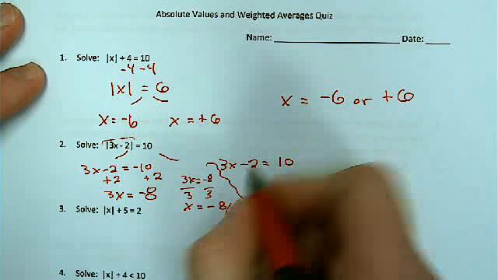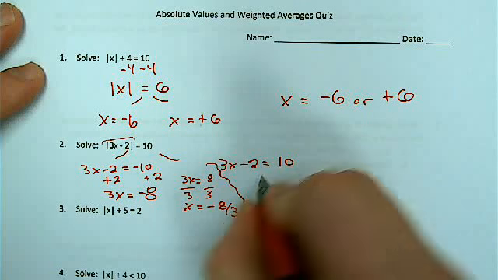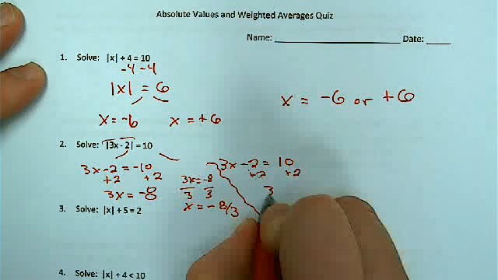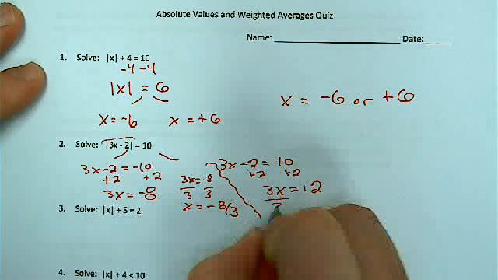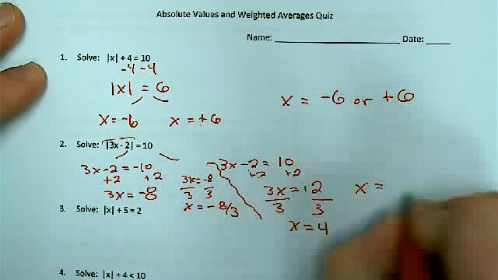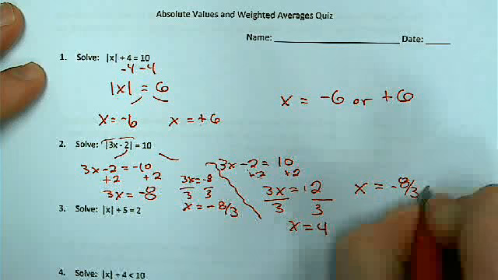Now the other case, I can say, all right, add 2 to both sides. Leaves me 3x is equal to 12. Divide each side by 3, x is equal to 4. So my answers are negative 8/3 or 4.